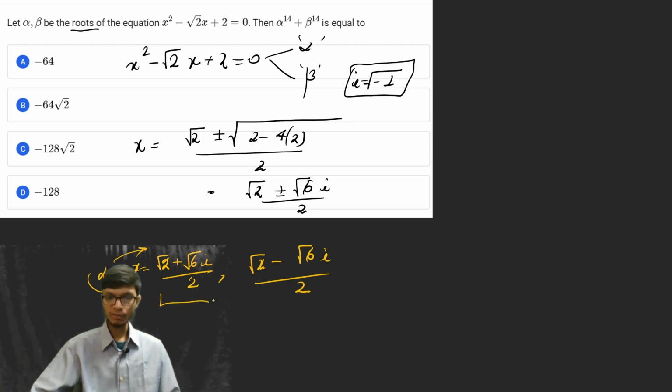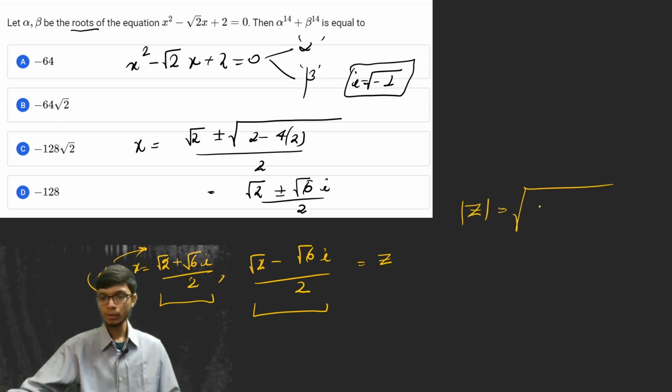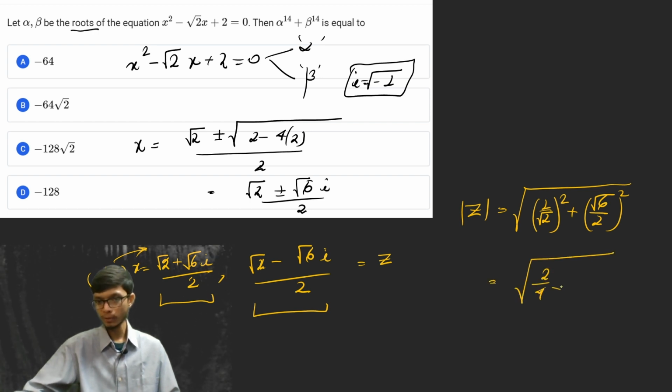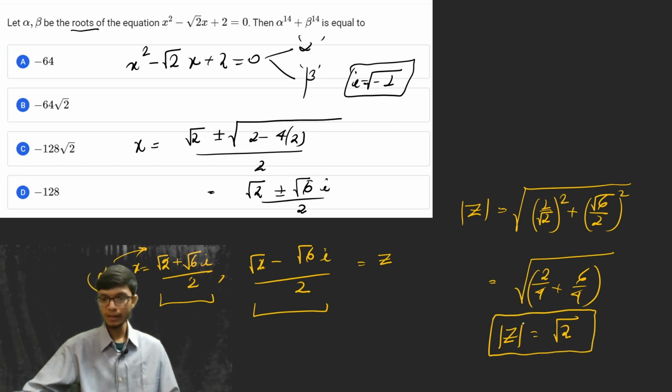The very first thing you can observe from these two complex numbers is that both have the same modulus. If I write this complex number as z and find its modulus, I'll get root under 1 by root 2 whole square plus root 6 by 2 whole square, which evaluates as 2 by 4 plus 6 by 4. This comes out as root 2. So the modulus or magnitude of both these complex numbers is the same, and it is equal to root 2.